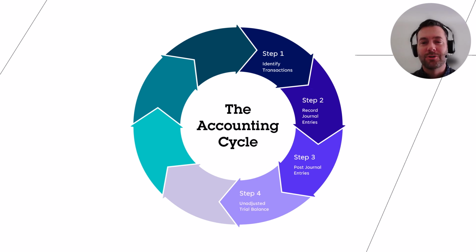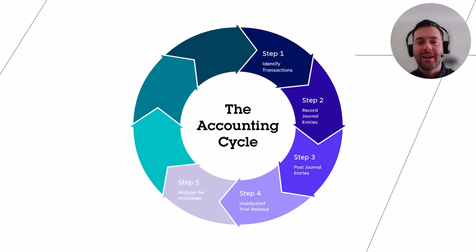Step number four is to create the unadjusted trial balance. The unadjusted trial balance is a list of all the accounts in your general ledger and their balance in two columns, debit column to the left, credit column to the right. You're going to enter all of those in, and at the very bottom, they should equal each other because remember, debits always have to equal credits. If they don't equal each other, you know you made a mistake somewhere, and you get the fun job of going back through and trying to figure out what you did wrong.